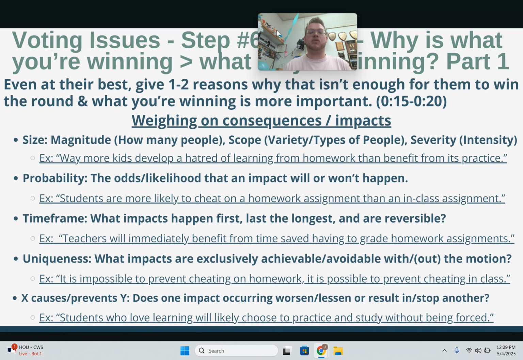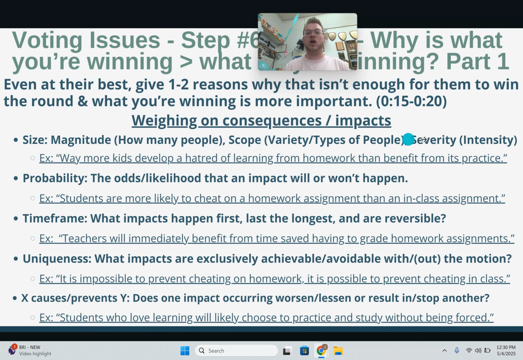You can also focus on probability, which is the likelihood that the impact happens or won't happen, time frame, which is maybe short-term versus long-term versus reversibility, and uniqueness, which is what is inherent to the motion or is only fixable or avoidable with the motion or without doing the motion. You also have prerequisiting, or does your impact cause or prevent or strengthen or worsen their impact.